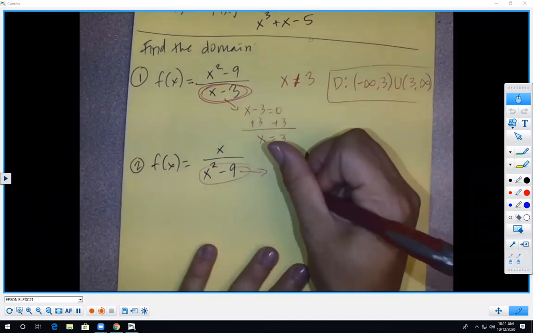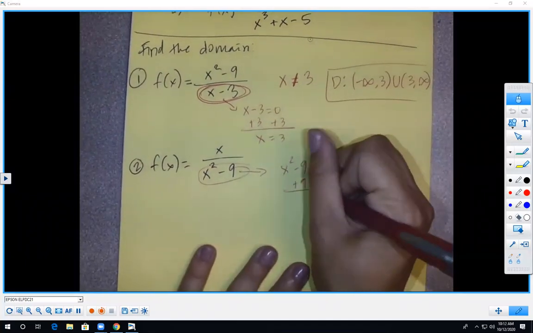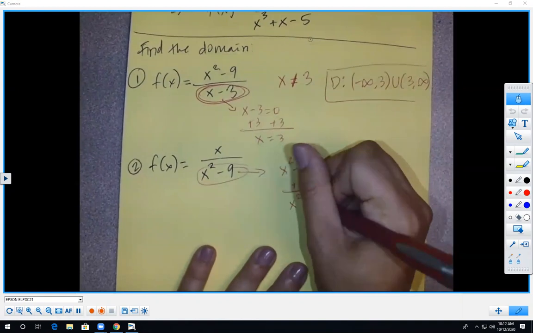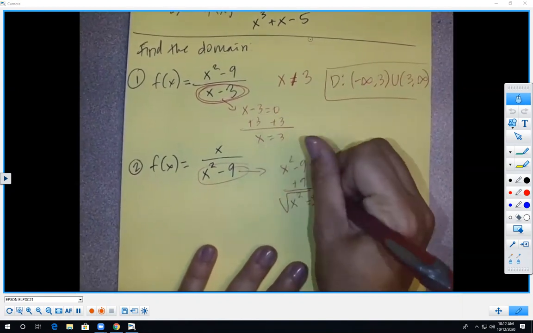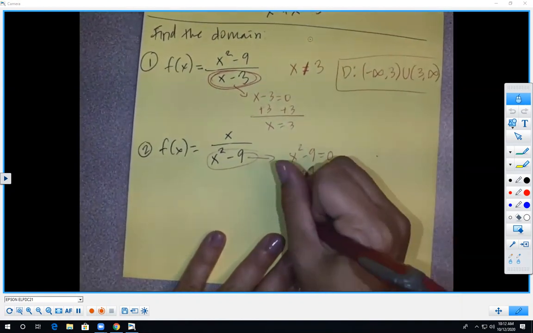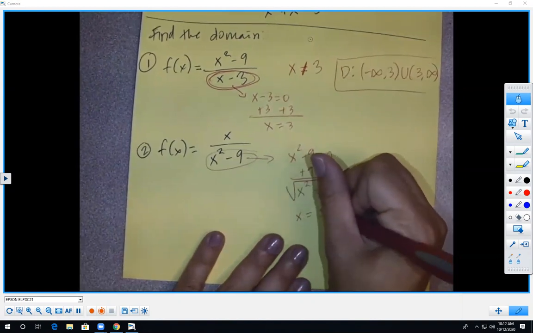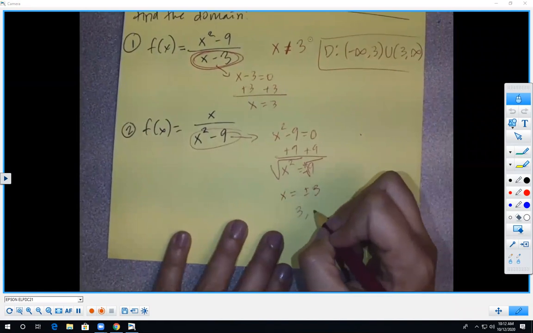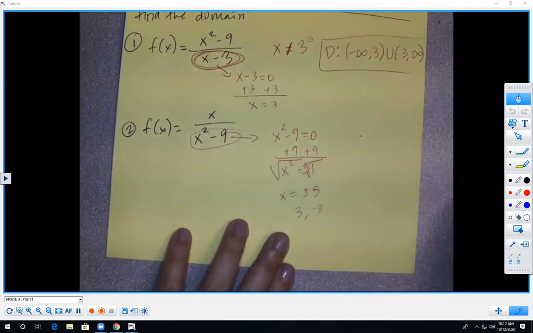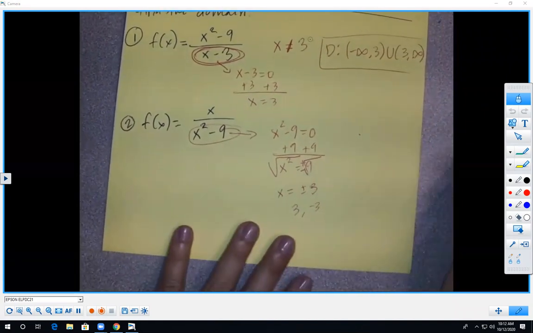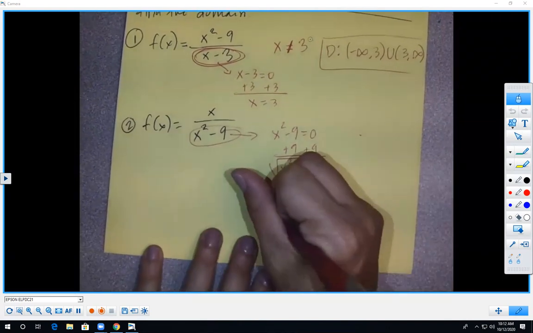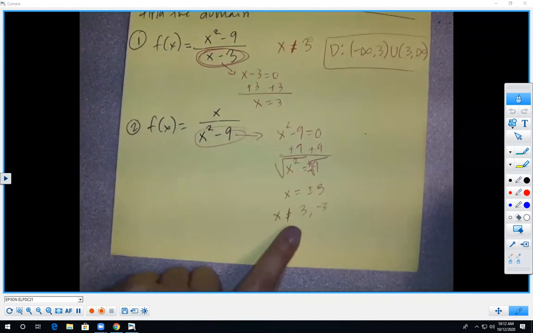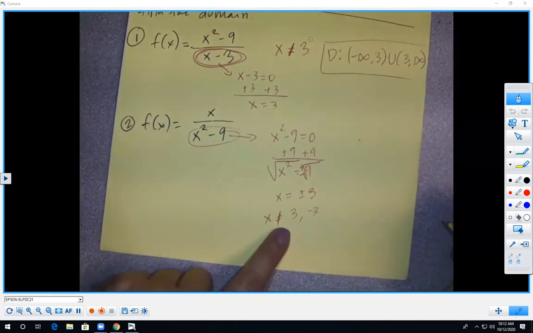Square roots. So you can add 9 to both sides. You get x squared equals 9. Take the square root. Just don't forget your plus or minus. So we get x equals plus or minus 3, which that's 2 answers there, right? Positive 3 or negative 3. So I have 2 places where my domain is restricted here. I can't have an x value of positive 3 or negative 3.